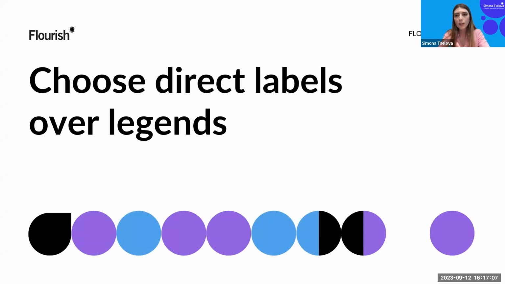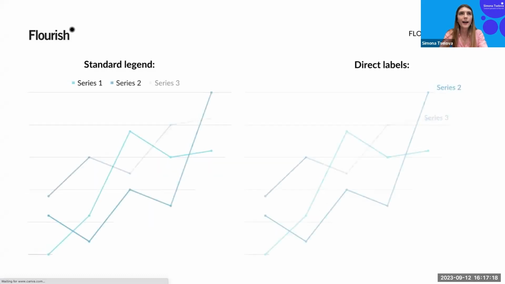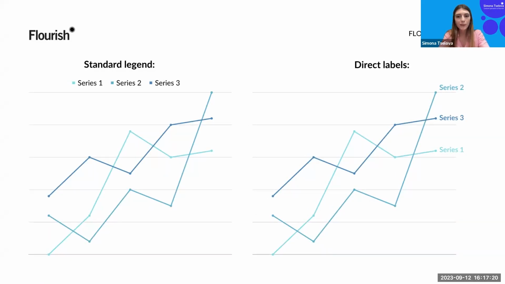Moving on with the second part of our webinar, which is how and when to choose direct labels over legends. First of all, I would like to start with the difference between a standard legend and direct labels. As you can see here on the left, we have a line chart, and the standard legend is just color swatches followed by a piece of text that represents different parts of our chart.